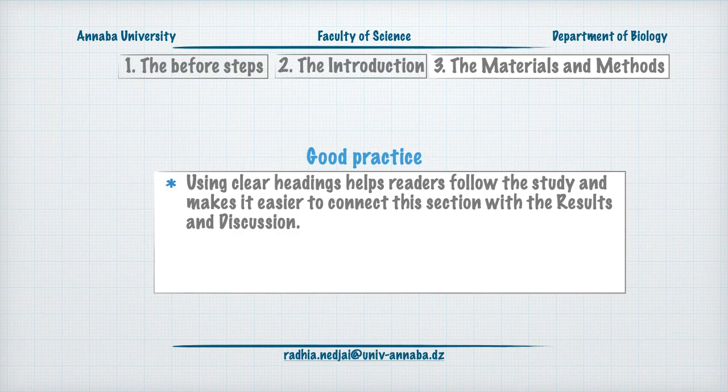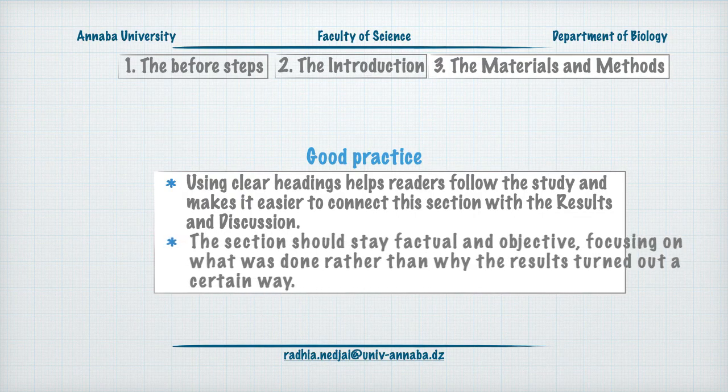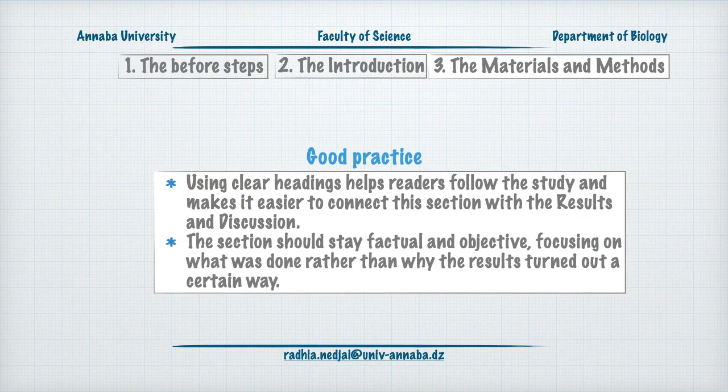A good practice is to use clear headings to organize the section. This helps the reader follow the procedure easily and creates a strong connection with the results and discussion sections. Overall, the materials and methods section should remain factual and objective, focusing only on what was done and how it was done.